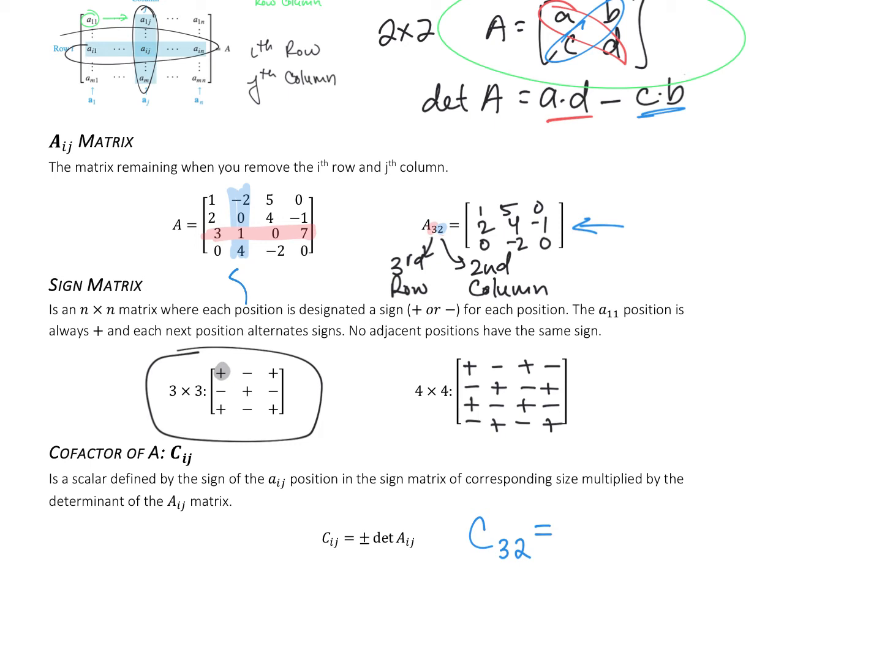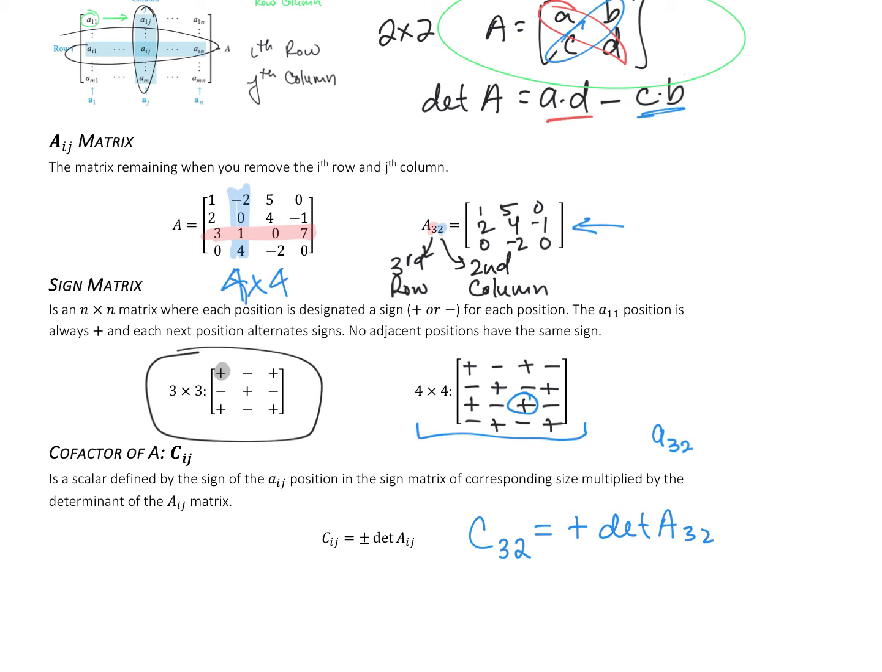Anyway, all right. So I think I was saying something about the size of matrix A being a 4 by 4 matrix, which means we need to use the 4 by 4 sign matrix to determine the sign of our A32 position. So the A32 position, that would be the third row, second column. Turns out it is a positive. So we would have a positive times whatever the determinant of our A32 matrix is.